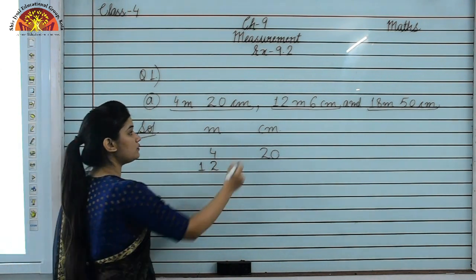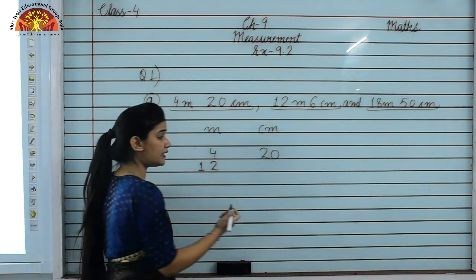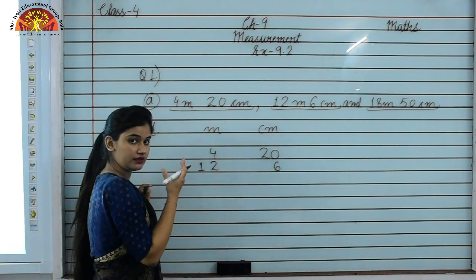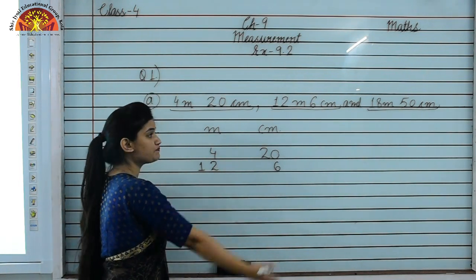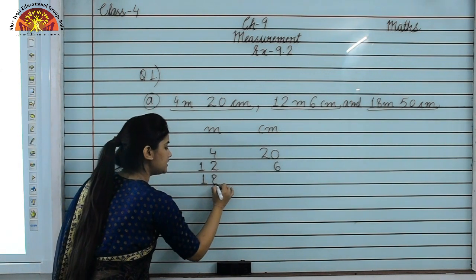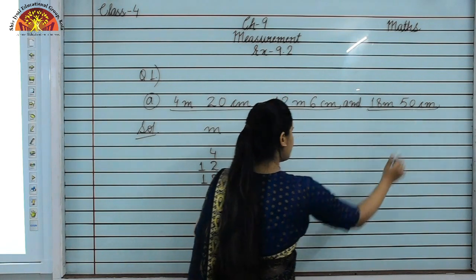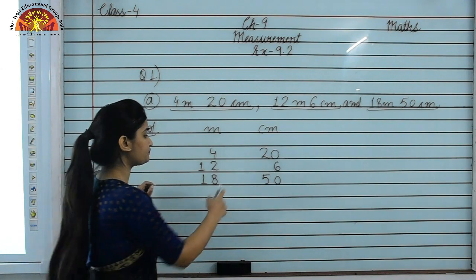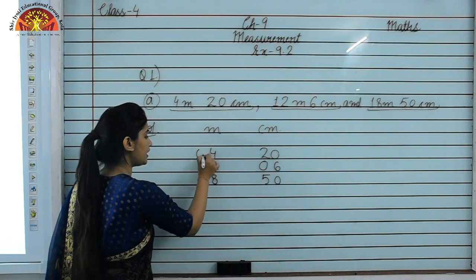Okay, so now 12 meter, then 6 centimeter. तो अभी मुझे 6 कहाँ लिखना है? Here I will write 6, because we have to start arranging the digits from one side. Okay, so now the next number is 18 meter. So I will write 18, and the next is 50 centimeter. 18 meter, 50 centimeter. So here I will write 50 centimeter. Okay, यहाँ क्या कर सकती हूँ? 0 put कर सकती हूँ. Here also I can put 0.